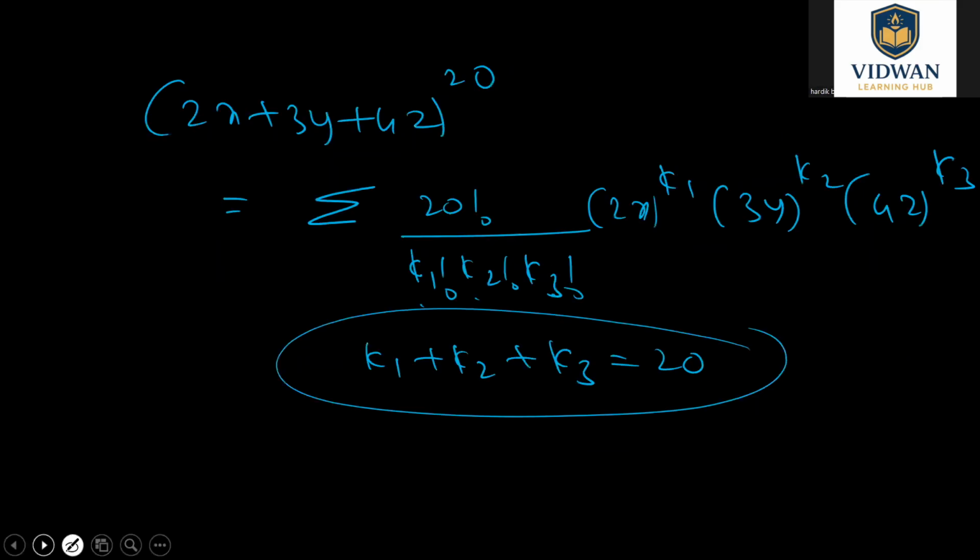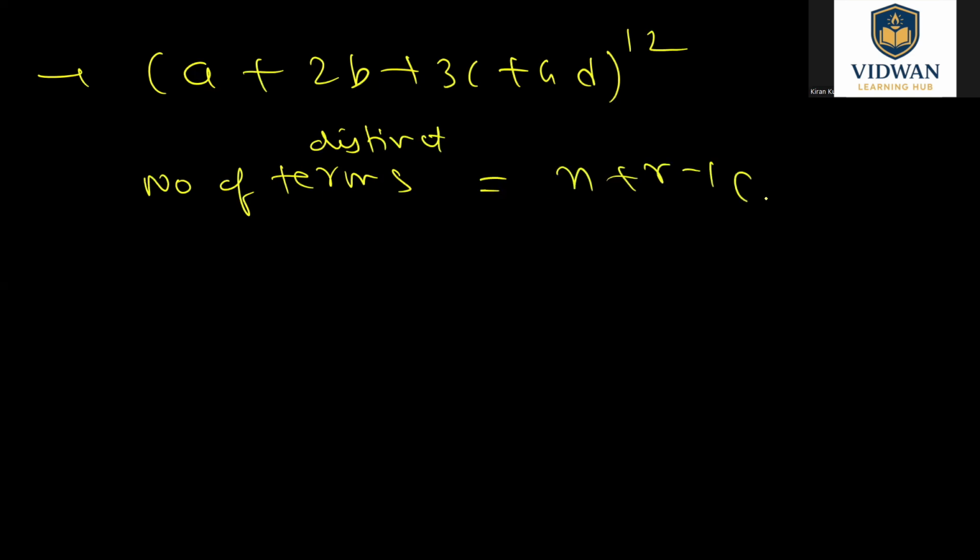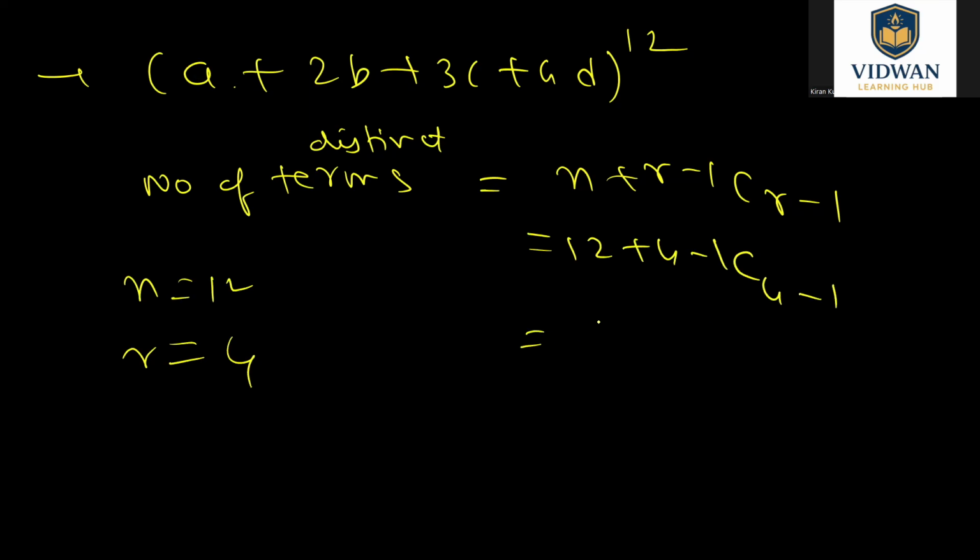Okay. So if I give you something like a plus 2b plus 3c plus 4d power say 12, if I ask you number of terms, what should you write? Number of terms means distinct only anyway. So we have to write n plus r minus 1 C r minus 1. What is n here? The power. And what is r here? Number of variables. A, B, C, D, 4 variables are there. So 4. So 12 plus 4 minus 1, C 4 minus 1. 12 plus 4 is 16 minus 1, 15, C 3.